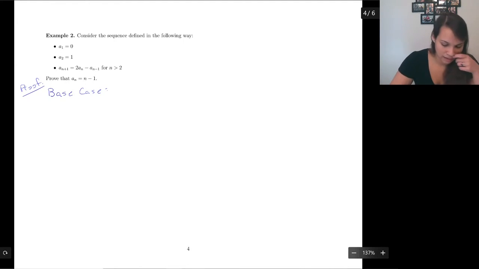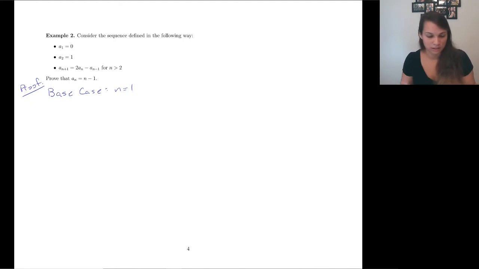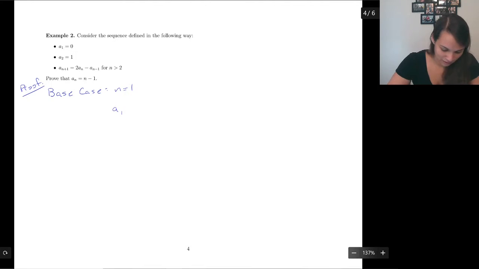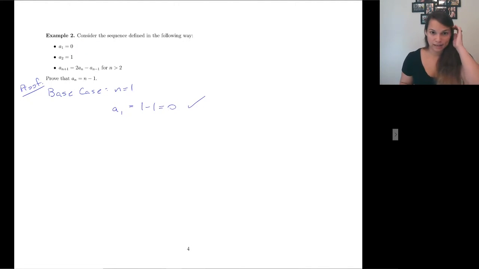Okay, so base case is going to be right here. That tells us n equals 1 is the smallest it gets because that's the smallest sequence number we have. So A1 is equal to, if n is 1, it's going to be 1 minus 1, plugging into here. That is equal to 0. Voila, it matched. Excellent. Next one.